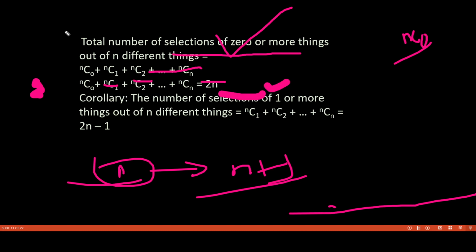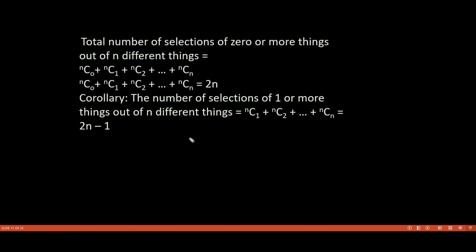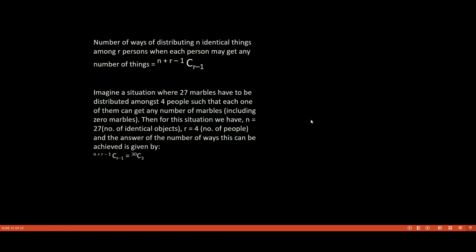So the total number of selections of 0 or more things out of n different things will be equal to 2^n. And if you are not selecting 0, so you are selecting from 1 to n, then you get 2^n minus 1. It is logical. So notice the difference between the two. When there are n identical things, the number of ways of selecting was n plus 1, and in this case it is 2^n. And if you are not taking 0, then 2^n minus 1. This concept also we have done.